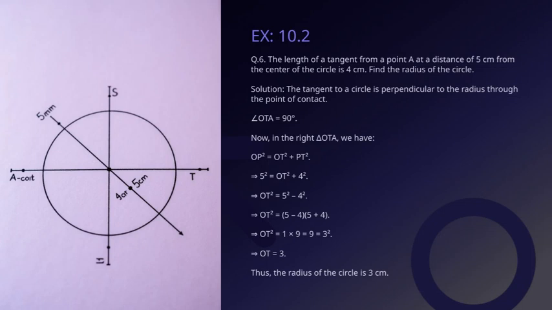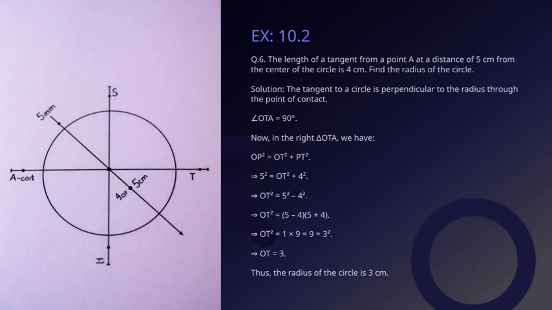So, from the previous steps, we see that the radius of the circle is 3 centimeters. This means that OT, which is a radius, is equal to 3. Next, we look at OT squared, which is 3 squared, giving us 9. We also see that this can be expressed as the product of 1 and 9, which equals 9, confirming our radius length. Then, we observe that OT squared can also be written as the product of 5 minus 4 and 5 plus 4. This is a clever way of expressing the difference of squares.